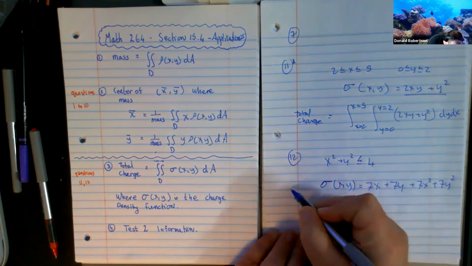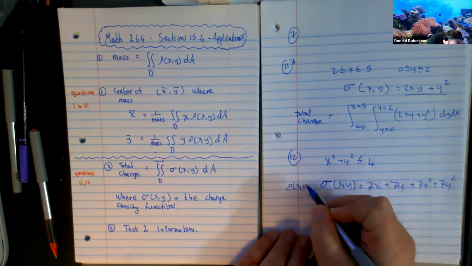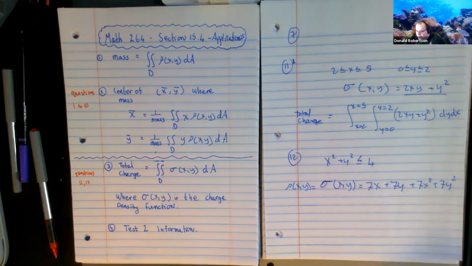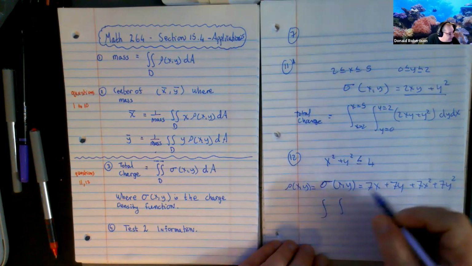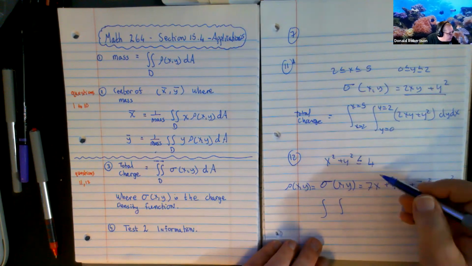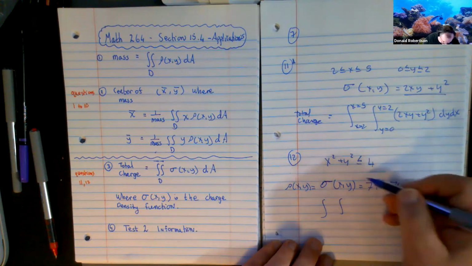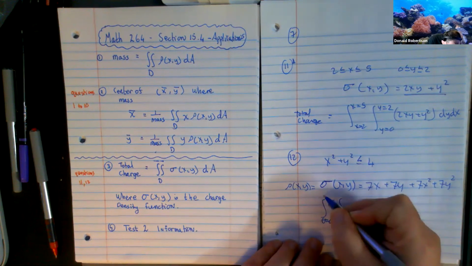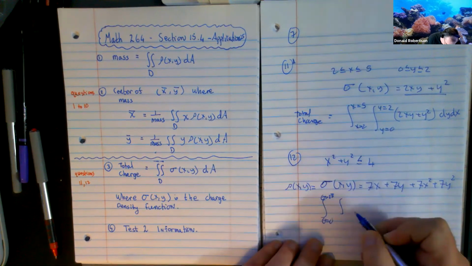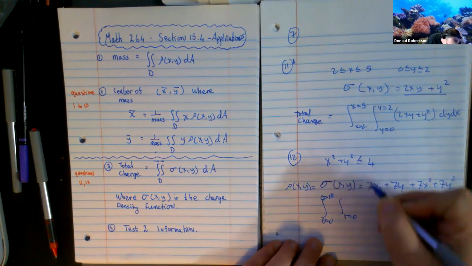But in fact, I think they did a typo. They called it rho. The good news is it makes no difference. Would you agree that if you're doing the entire disk, right, that it will be theta equals 0 to 2 pi, and r goes from 0 to 2?